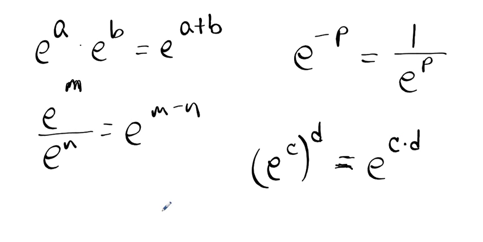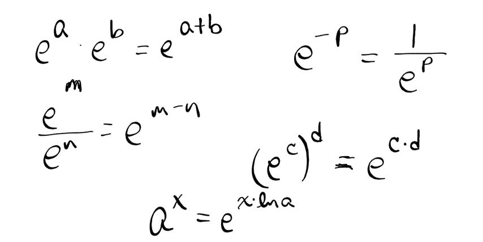Then there's the black sheep in the family. What if your base is not e? What if you have some other number to the x power? How can I connect that to e? Well, a to the x is the same as, wow, that was just ugly, e to the x times ln a.